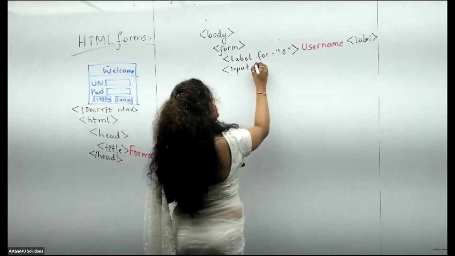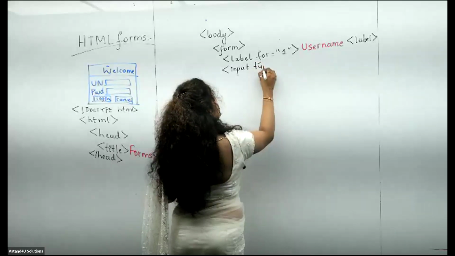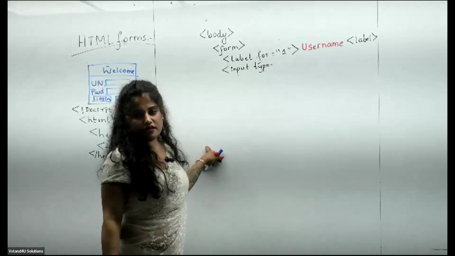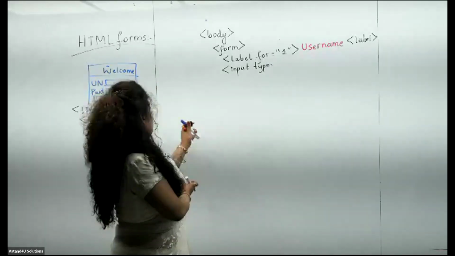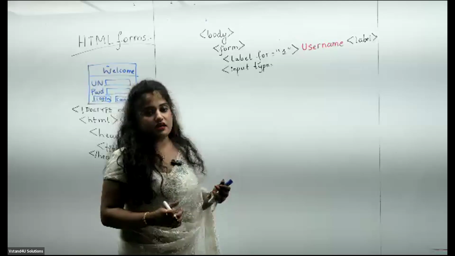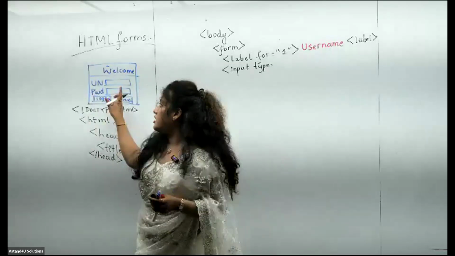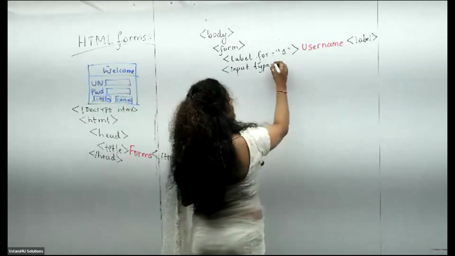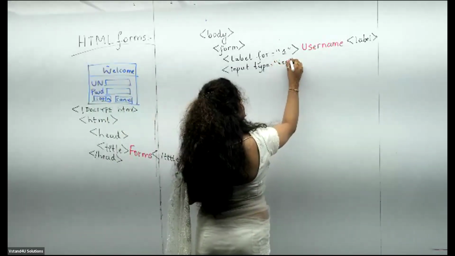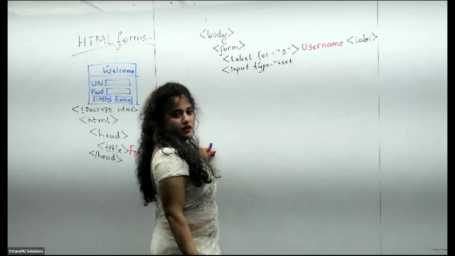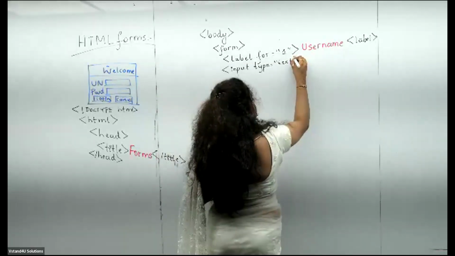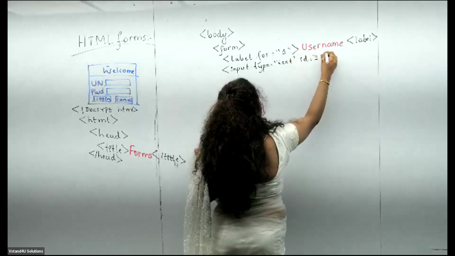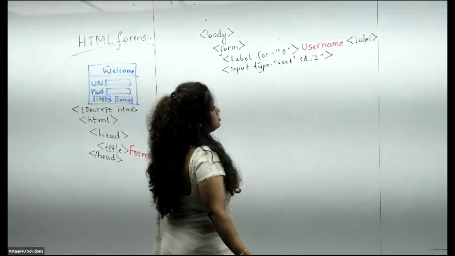And inside this input tag, I will write one attribute called as type. Now you people tell me, username is a text type. You will enter text there or numbers there? Text. So I will give the type as text. Clear till here? And now I will pass ID is equals to 1.